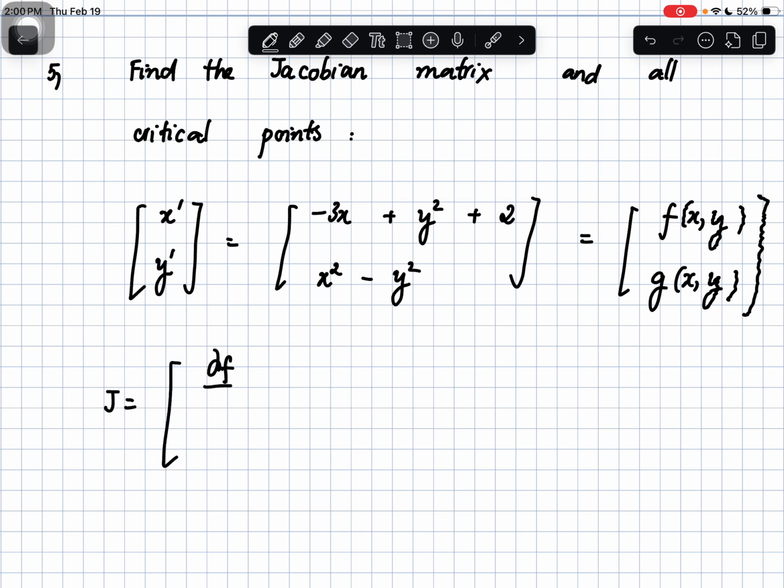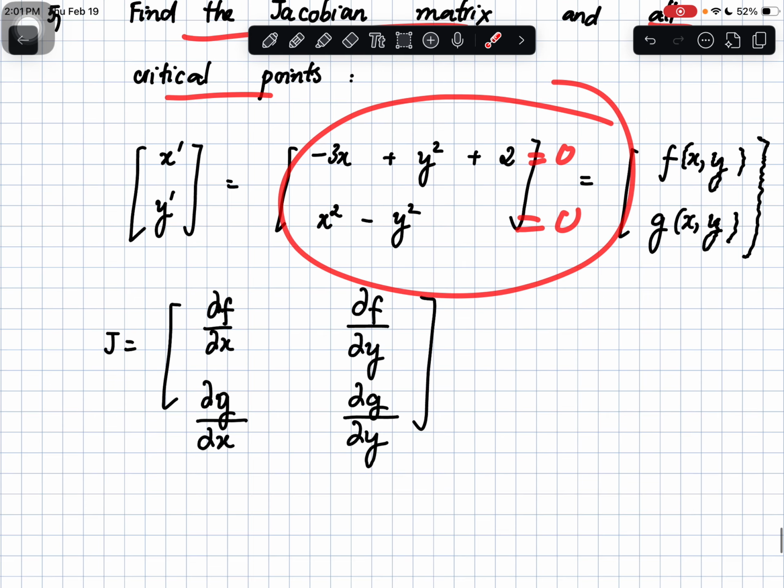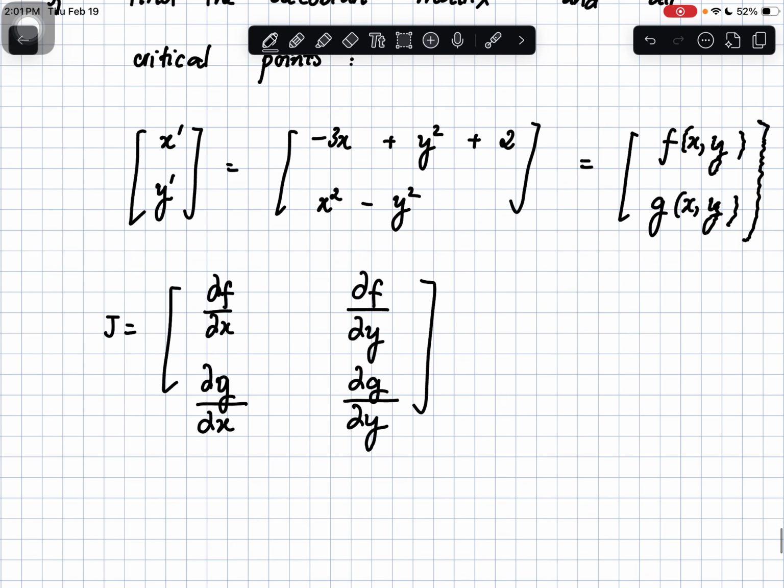df over dx, df over dy, dg over dx, dg over dy. So we first need to compute that. That's for the first part. For the second part, you just need to assume this one equals 0 and this one equals 0, for x and y. So let's do the first part.